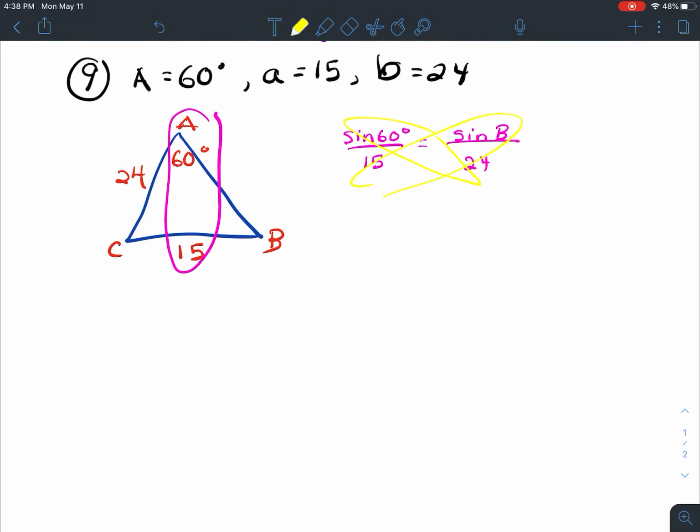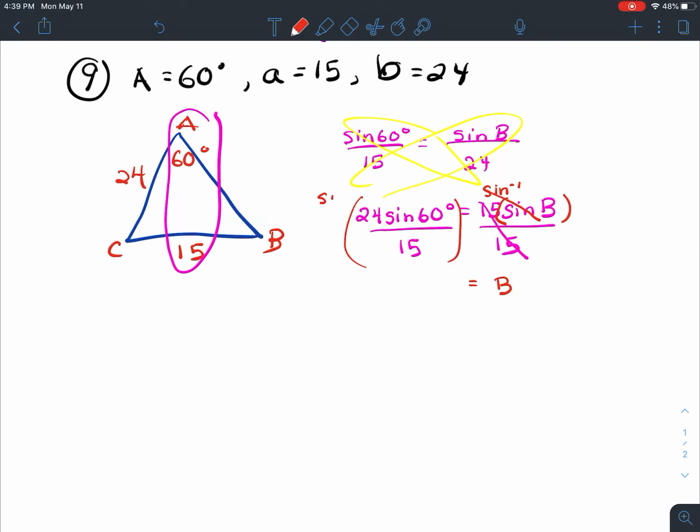I go ahead and cross multiply. You kind of get the feel that this is a very similar procedure to the previous question here. You'll notice we are solving for angle B, and so I am going to be left with needing to do the inverse sine to get that sine to cancel off. So I just have angle B. And so I'm going to do the same thing over here to this side.